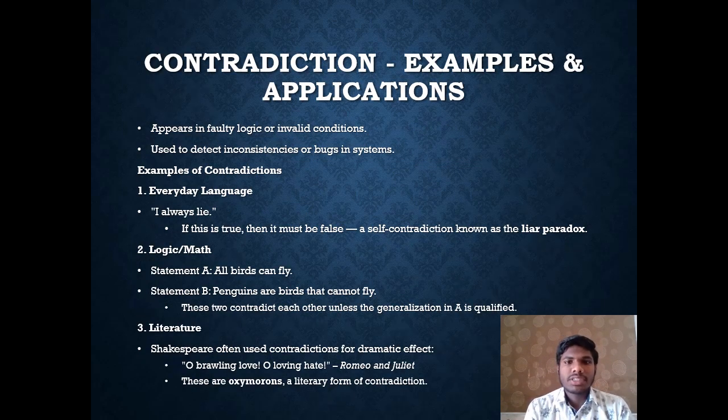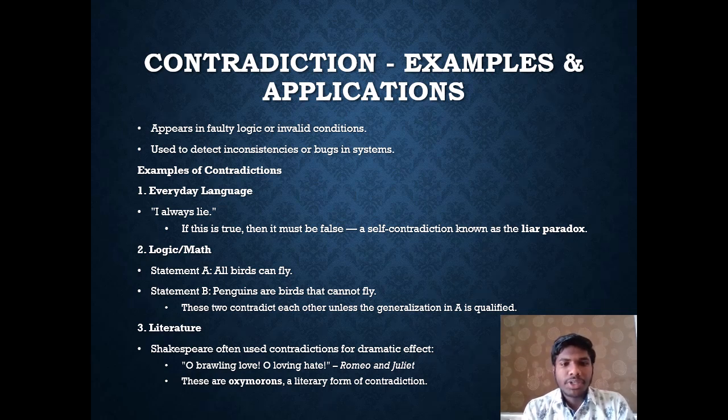Now we will see the examples and the applications of contradiction. It appears in faulty logic or invalid conditions. It is used to detect inconsistencies or bugs in a system. The common example is in everyday language. I always lie. If this is true, then it must be false. A self-contradiction known as the liar paradox. In logic or math, Statement A: All birds can fly. Statement B: Penguins are birds that cannot fly. These two contradict each other unless the generalization in A is qualified.